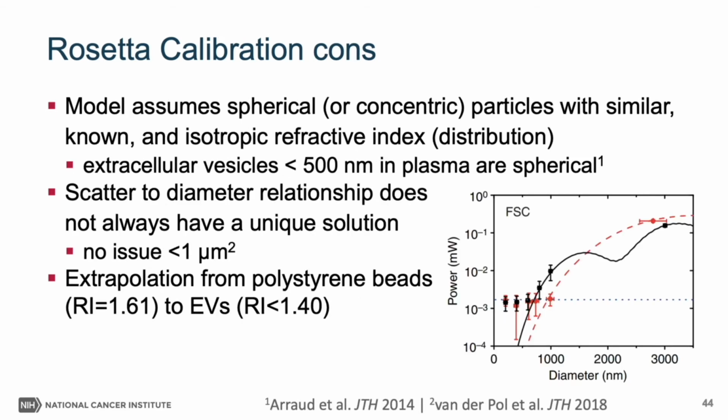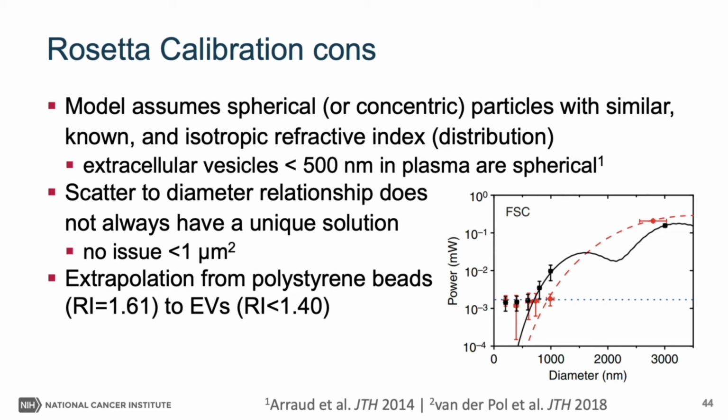The cons of Rosetta calibration are that the model assumes spherical or concentric particles with a similar, known, and isotropic refractive index distribution. In plasma, all EVs smaller than 500 nanometer are spherical, so for plasma EVs the first criterion is met.